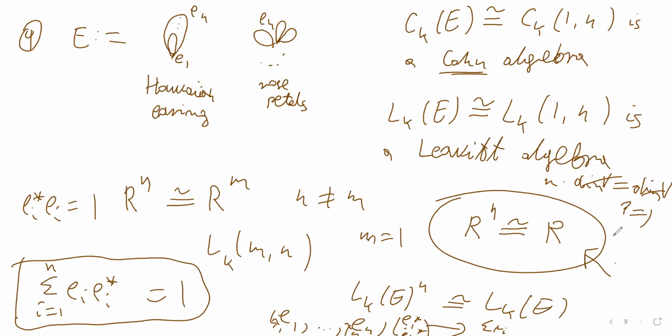Okay, so this is what Leavitt studied, and these are Leavitt algebras, these L_K(m, n). And now, when you take an arbitrary graph, not necessarily the Hawaiian ring, well, then you have the Leavitt path algebra. That's a generalization. Okay. So again, there is nothing to prove. This was just a historical story.